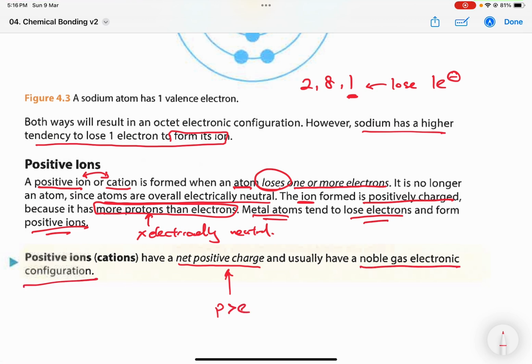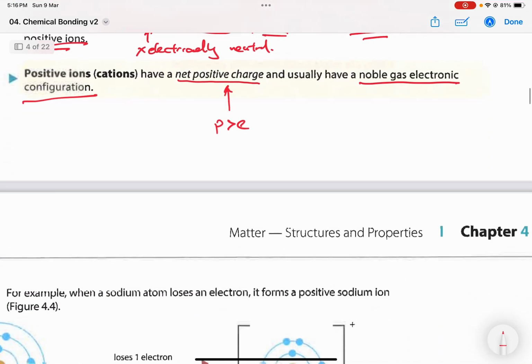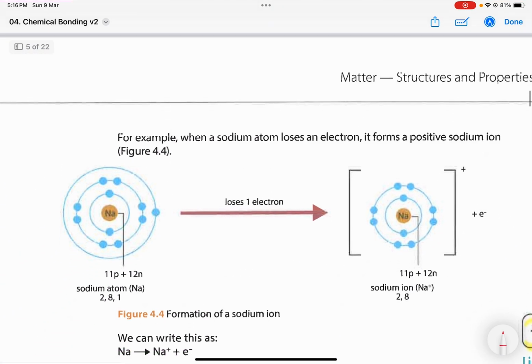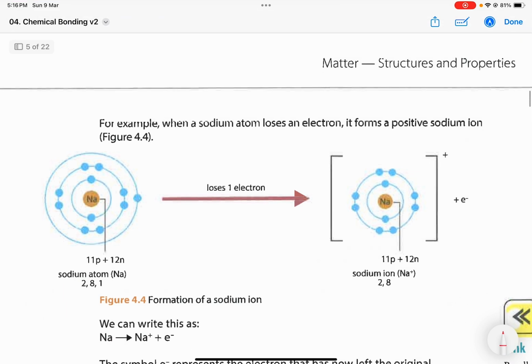Why would they have noble gas electronic configuration? It's because the atoms actually lose electrons to form a noble gas configuration for themselves to be stable. Now how would you usually draw it? So what happened here is sodium atom 281, valence shell has 1 electron, it will lose 1 electron, and then now it will form the sodium ion. So take note, when they form an ion, you will have a square bracket around it. This plus over here represents a loss of 1 electron.